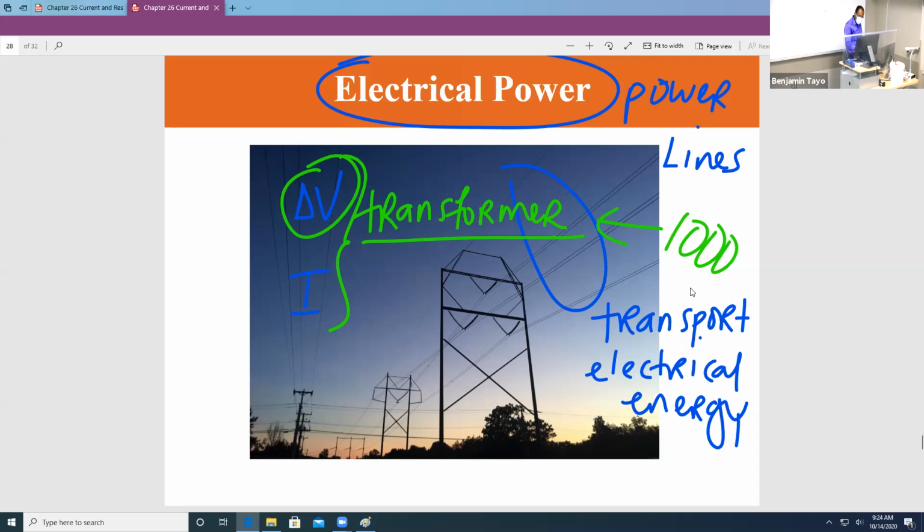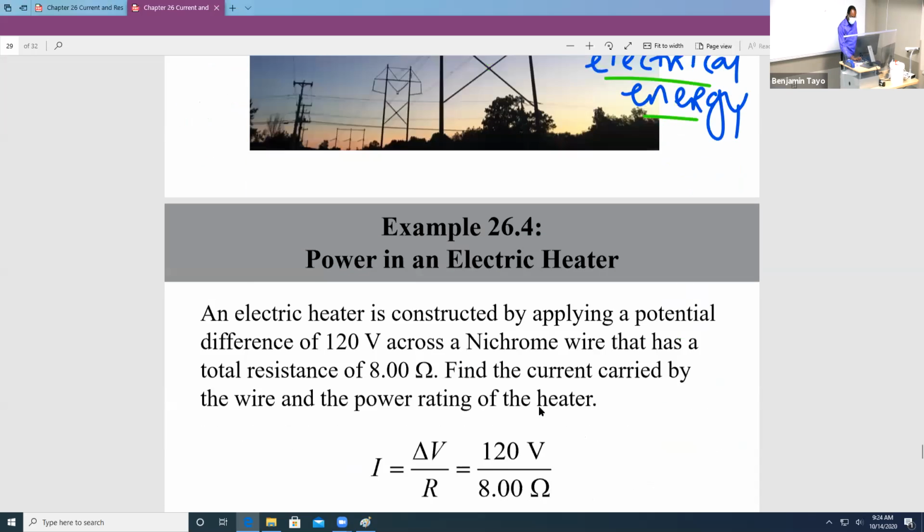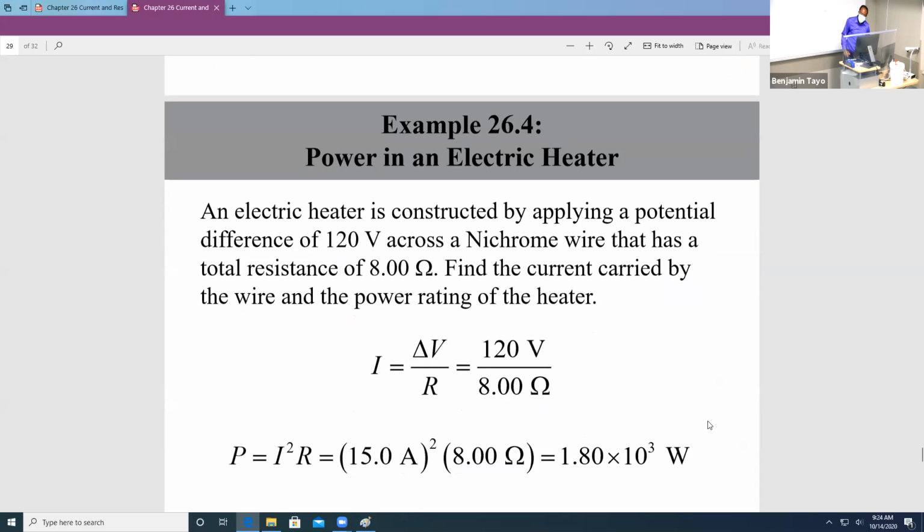But again, when you think about electrical power transmission, there are two important quantities. One is the current and one is the voltage. And when you combine those two together, you form the power, which is just the current times the voltage. Now, let's take a look at one example here. This is example number 24.6. I want to look at power in an electrical heater.